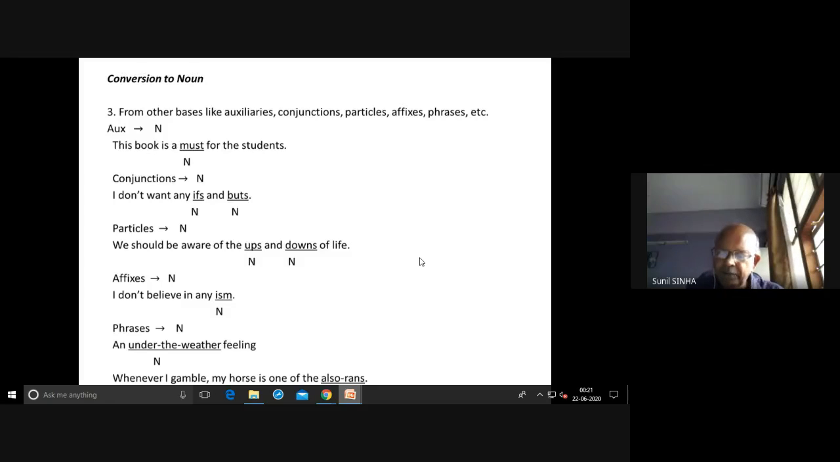And whenever I gamble, my horse is one of the also ran. Look at this word, also ran. My horse also ran in the race. So, his horse also ran in the race. So, also ran is a phrase. Now, this has been converted into a noun. Whenever I gamble, my horse is one of the also ran.